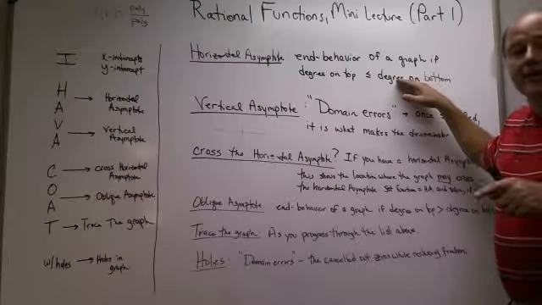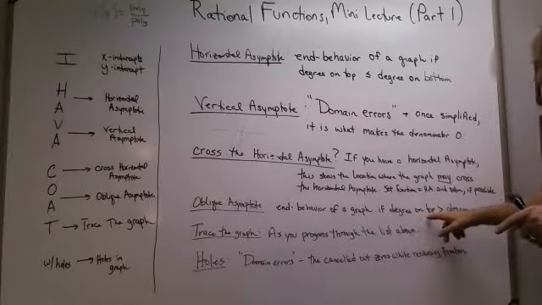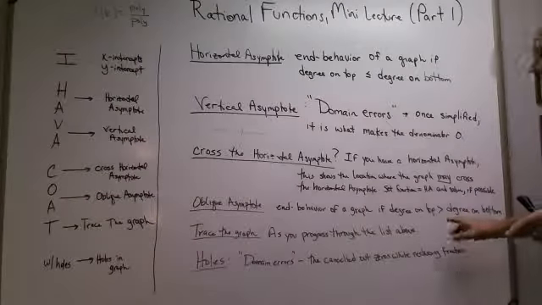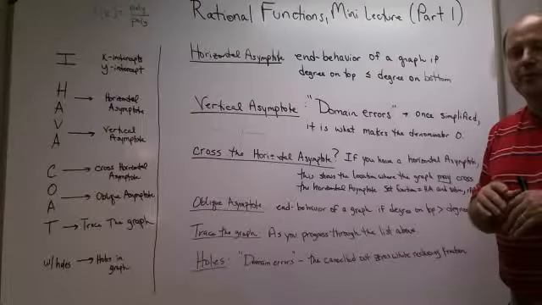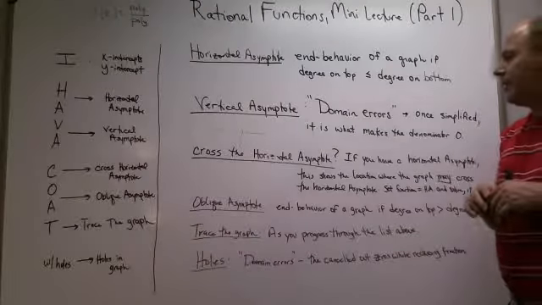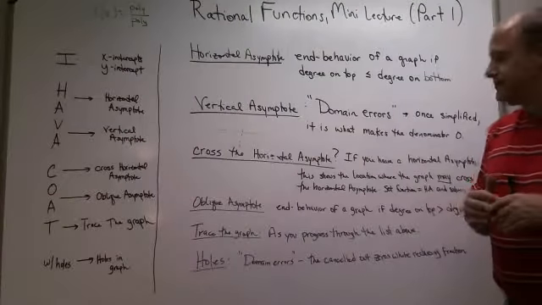It could be greater than, right? So this is what happens here. If the degree on top is greater than the degree on the bottom, and I didn't tell you how to do the oblique asymptote, I'm going to wait a little bit because it's kind of a long process. So I will tell you this right now, it's got to do something with long division.